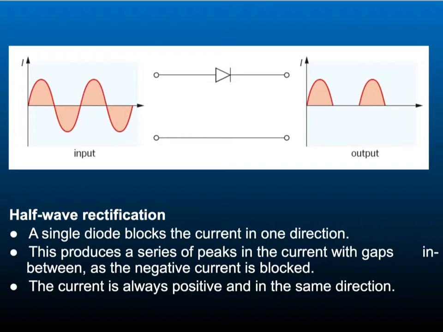Half-wave rectification is achieved using a single diode. The diode blocks the current in one direction. This produces a series of peaks in the current with gaps in between, as the negative current is blocked. The current is always positive and in the same direction. So we start with the alternating current from the mains electricity. It goes to the diode one way, but it can't go back in the negative direction, so we end up with just the positive left. However, it gives us these peaks with dips in between, so it's not smooth.